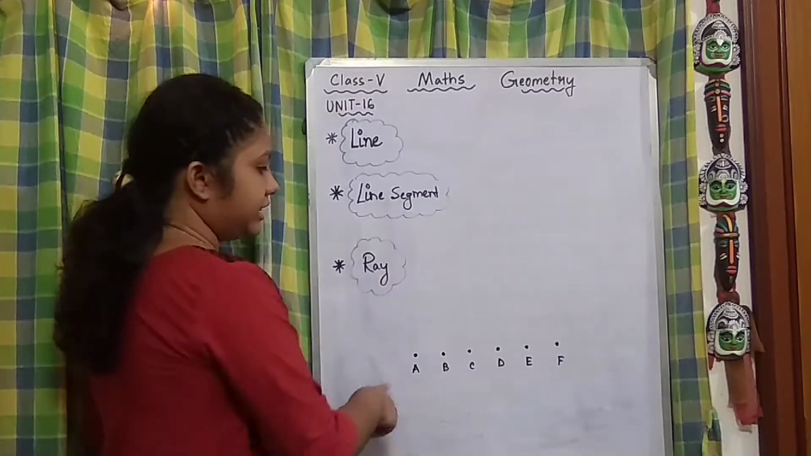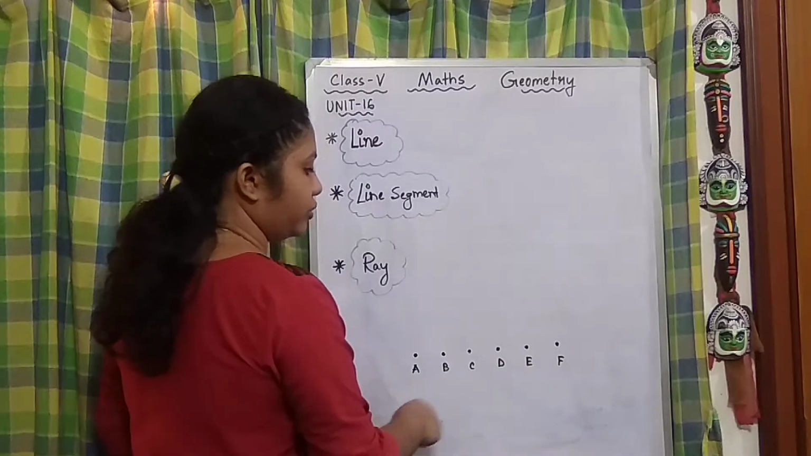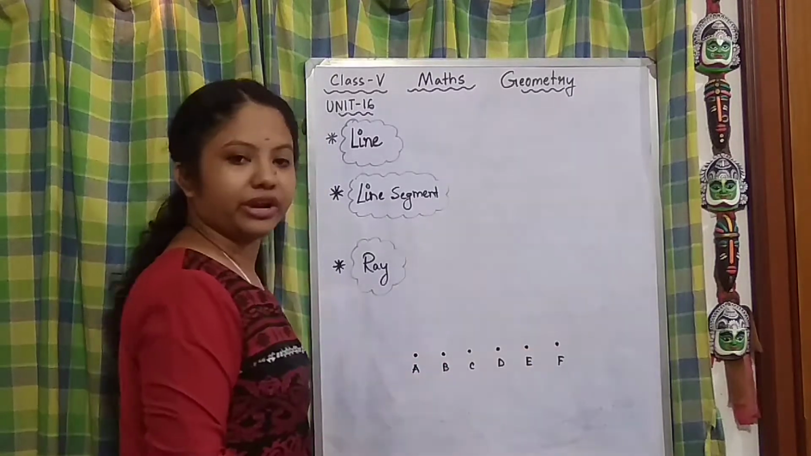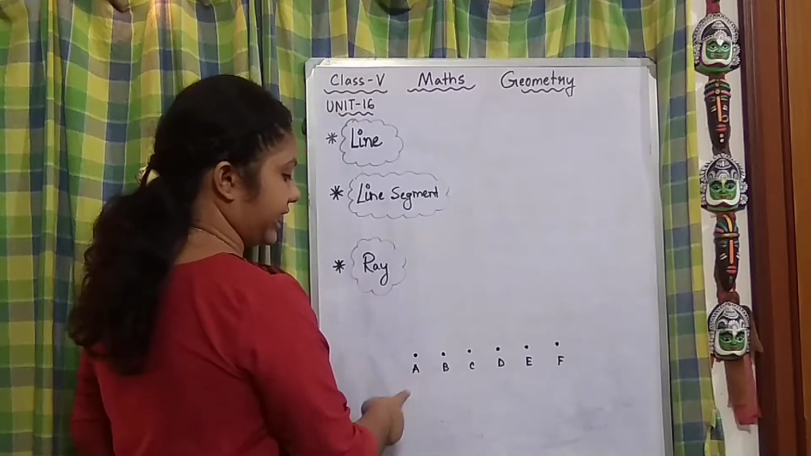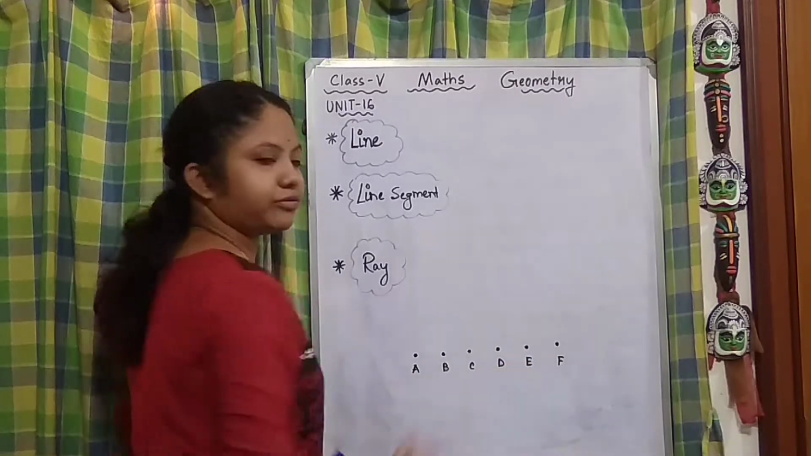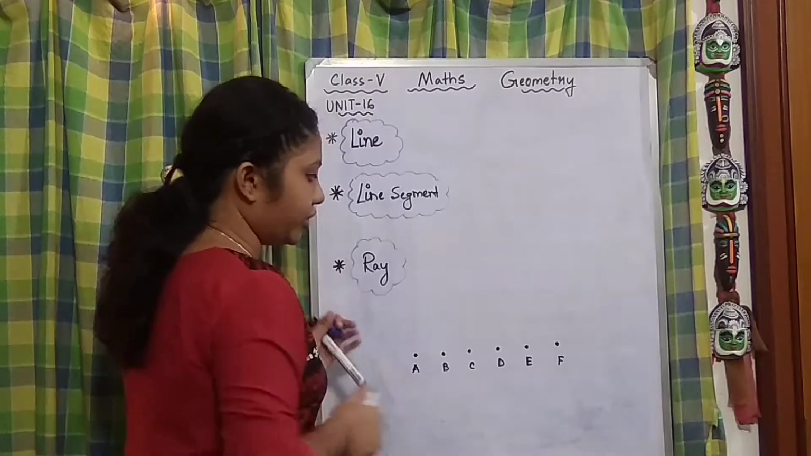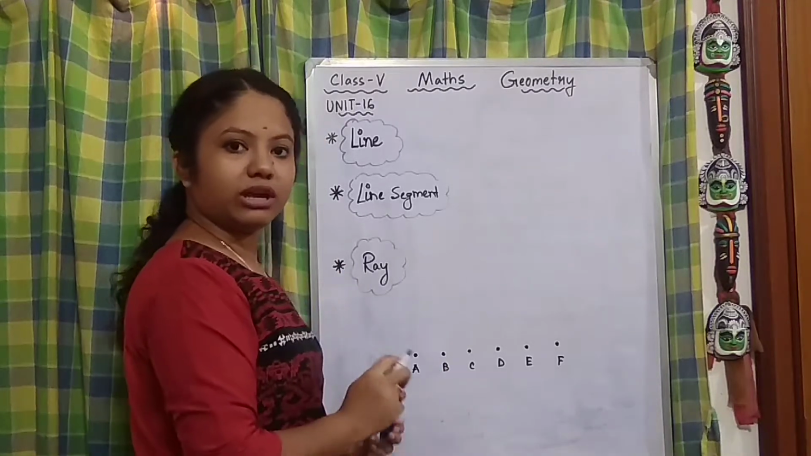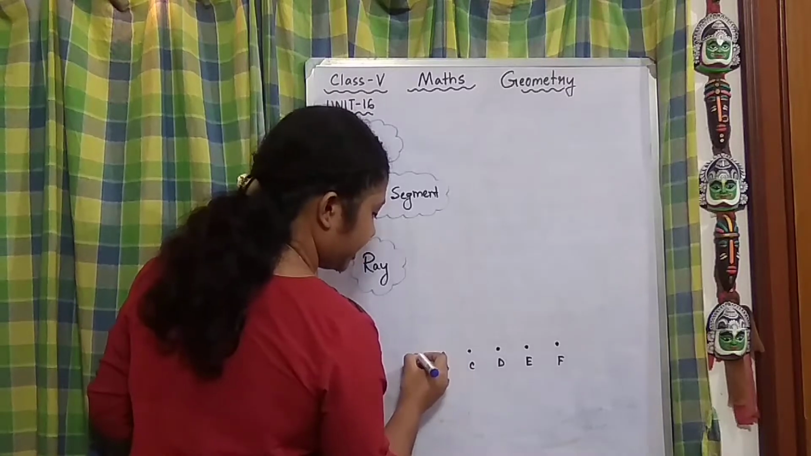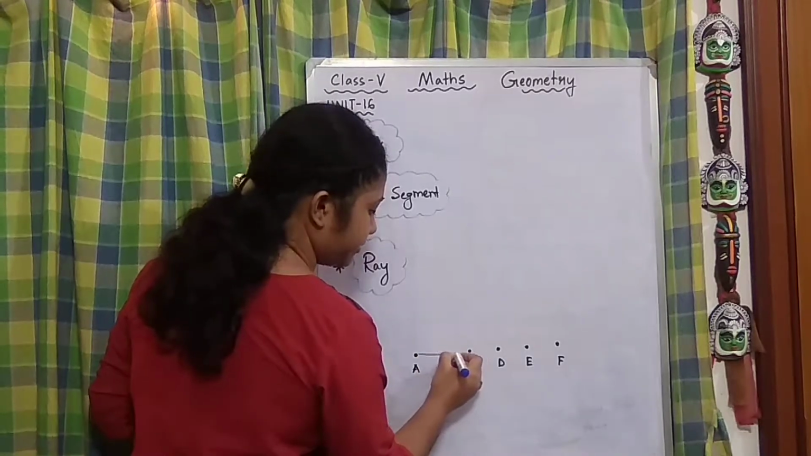Now in this, here you can see I have taken many points and given names A, B, C, D, E, F. Okay, now what we are going to do, we are going to join these points. Okay, we can only join them in one manner.